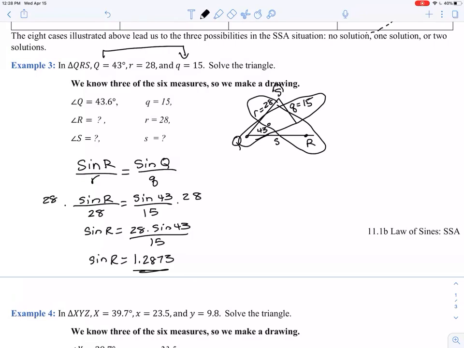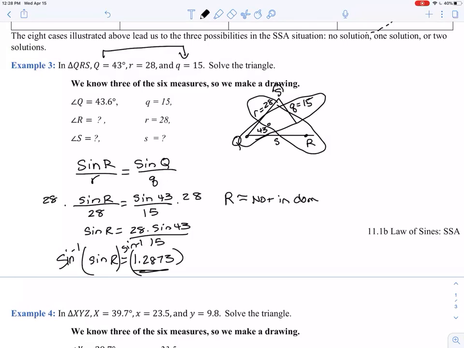If I were to plug that into my calculator, note if maybe I wasn't paying attention and I forgot that the sine of R has to be within the range -1 to 1. So this is outside the range. So maybe I would forget to do that. So I would take the inverse function of both sides. And when I do that, it would say R is not in the domain, or it'll say domain error.